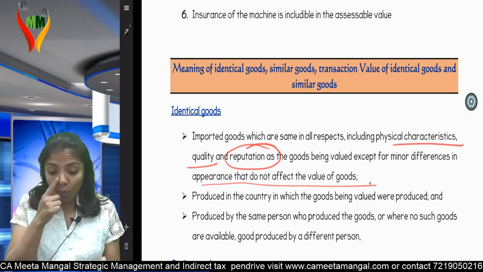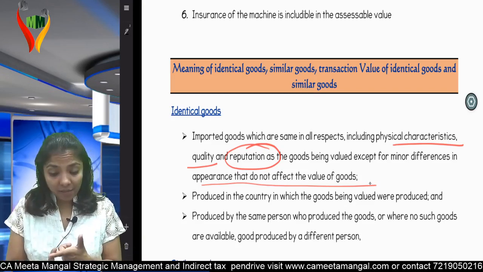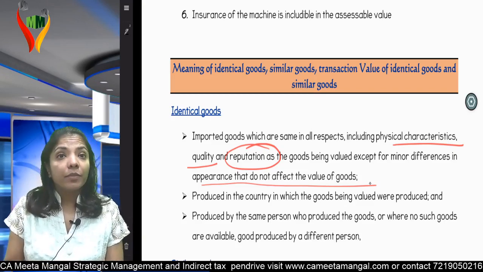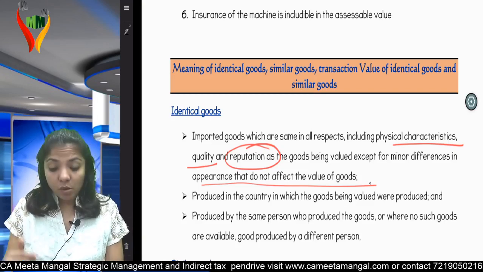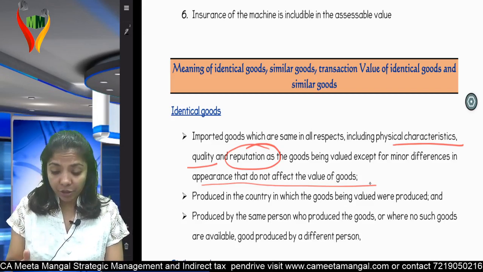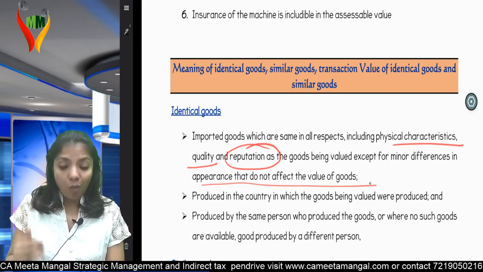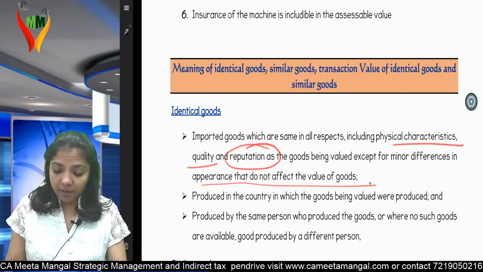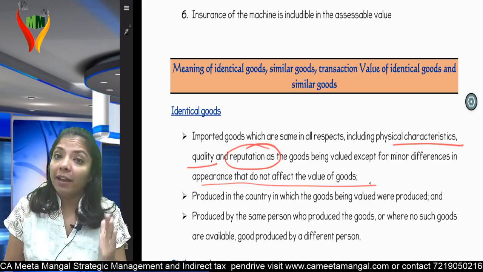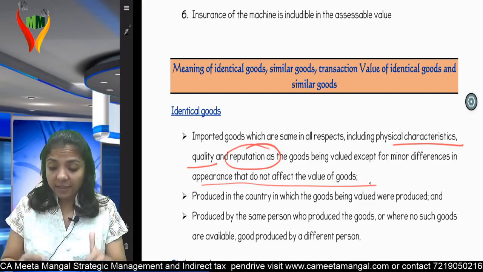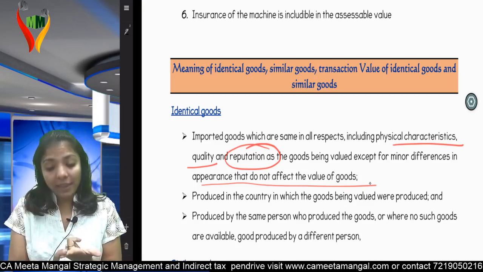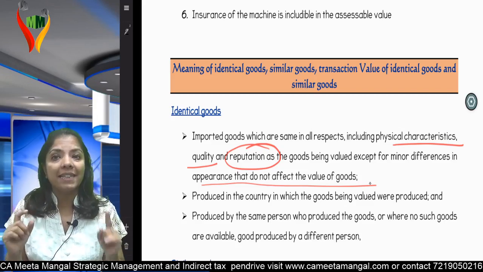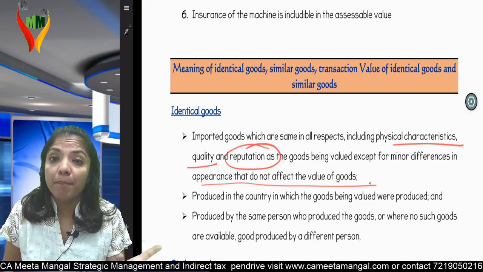Again repeating, what is identical goods? Identical means which are same in all respect, including physical characteristics, quality, and reputation as goods being valued, except for minor differences in appearance that do not affect the value of goods. Everything is same, then only they are called identical. Identical means replica of each other.